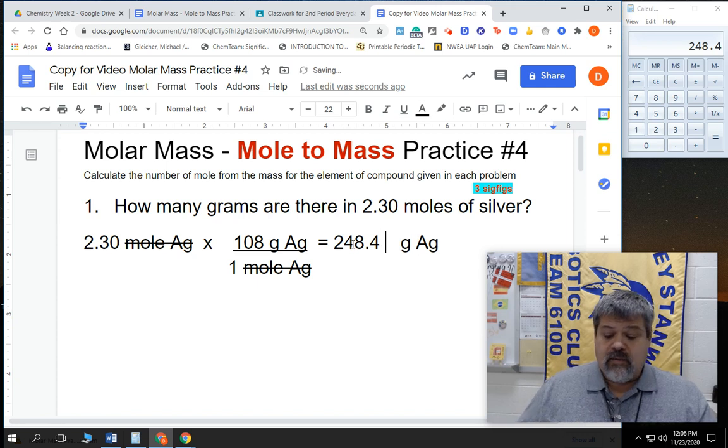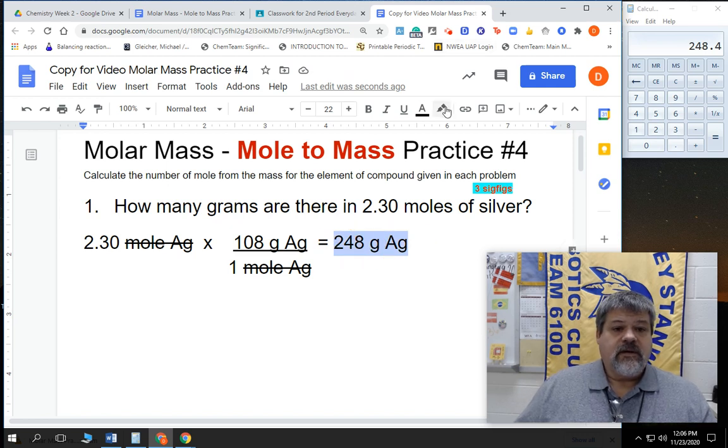248.4 grams. Okay, but we only need it in 3 significant figures. So we put our line right here, and this 4 says we drop it off, if we remember the rules. So we're just going to get rid of that. And so 248 grams of silver is our final answer. So we're just going to go ahead and highlight that. And voila, we're done. That one was pretty simple.